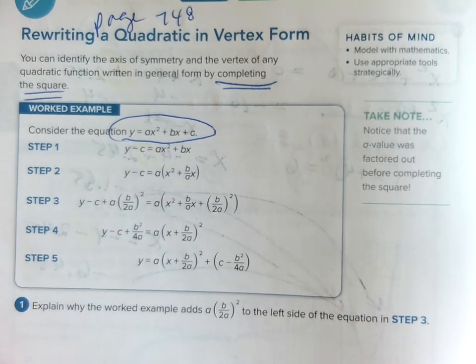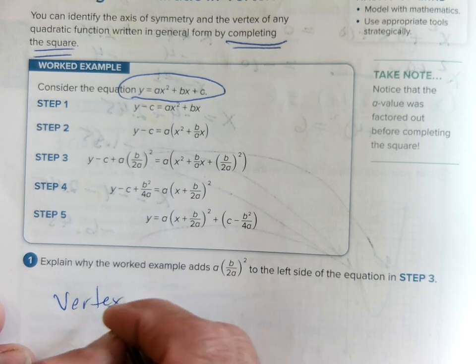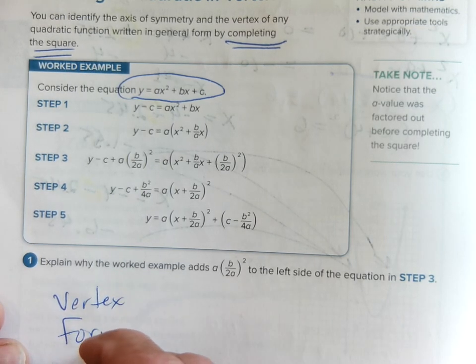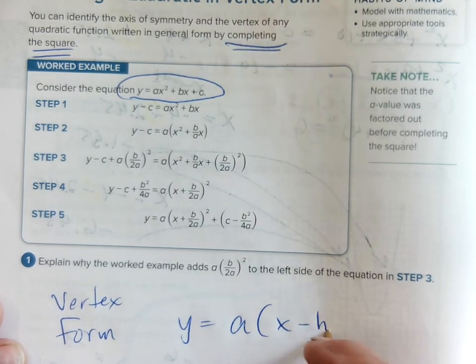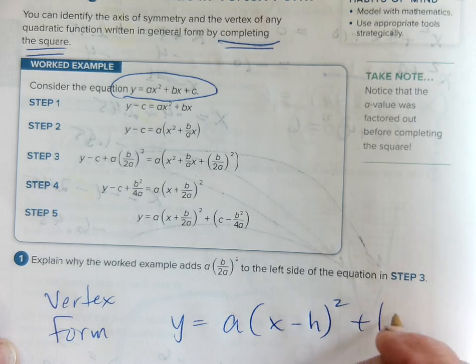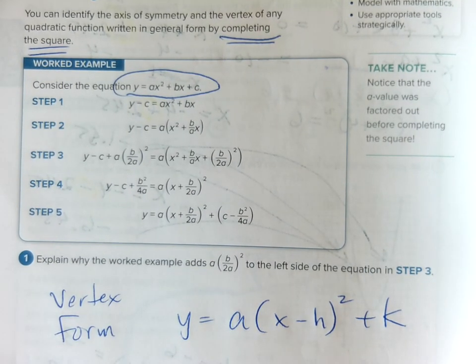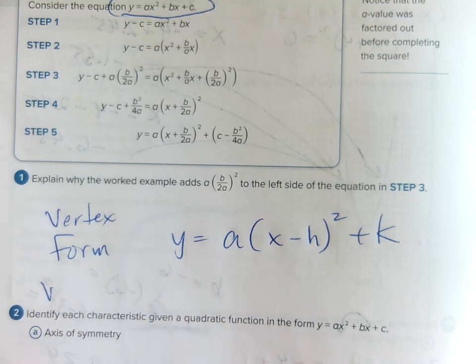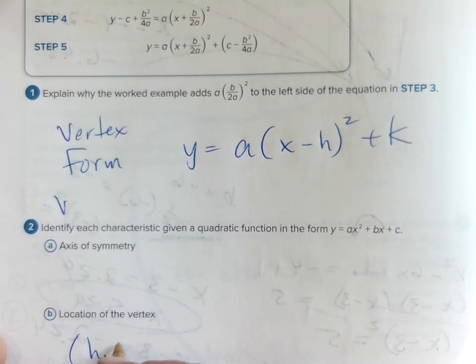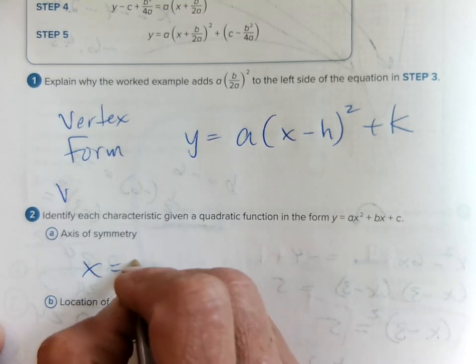As an example, we know that vertex form for us has been y equals a(x minus h) quantity squared plus k. Anytime you need the video paused, please ask. Hopefully you're writing this down. We have learned that we can graph that because we know the vertex is at (h, k), and the axis of symmetry is x equals h.